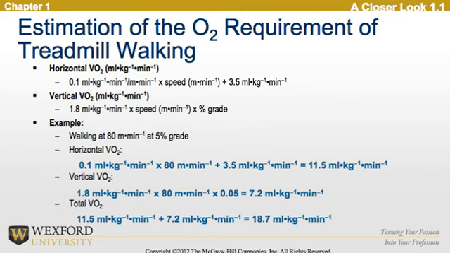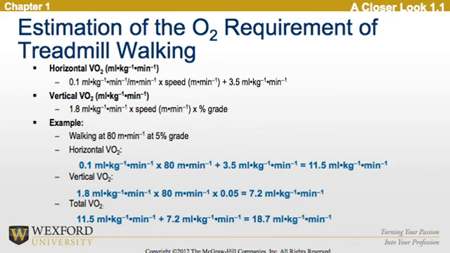But we also have a vertical VO2 component, which is 1.8 milliliters per kilogram minute times the speed times the percentage grade. Now note, if we don't have any grade and we're simply running or walking horizontally, walking in this case, the grade would be 0 and there would be no vertical component.